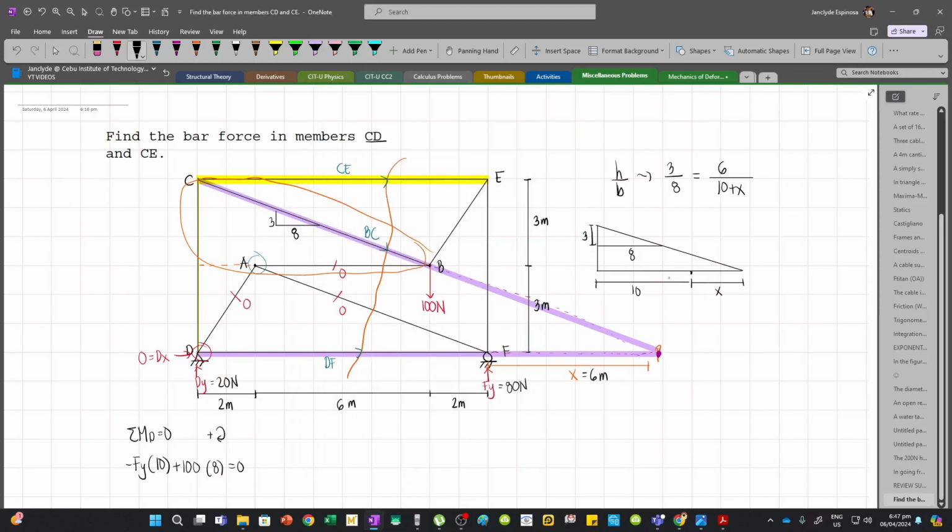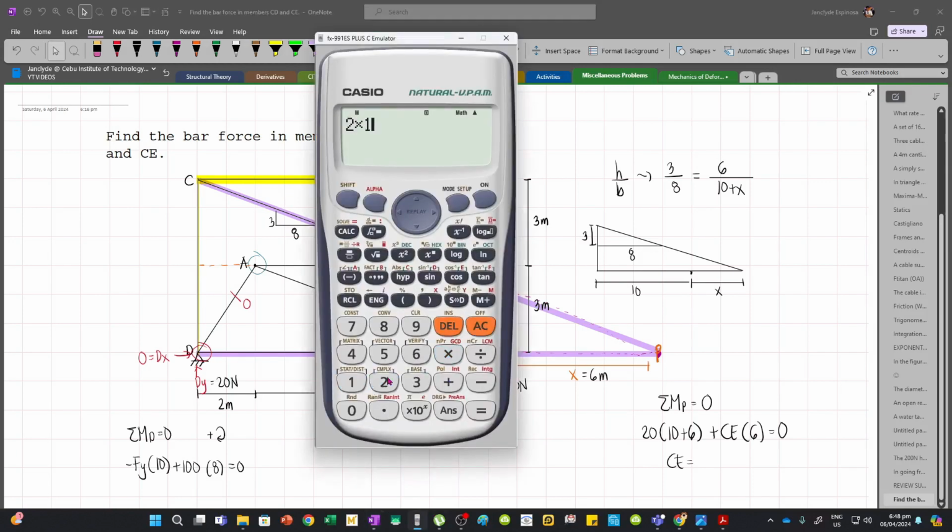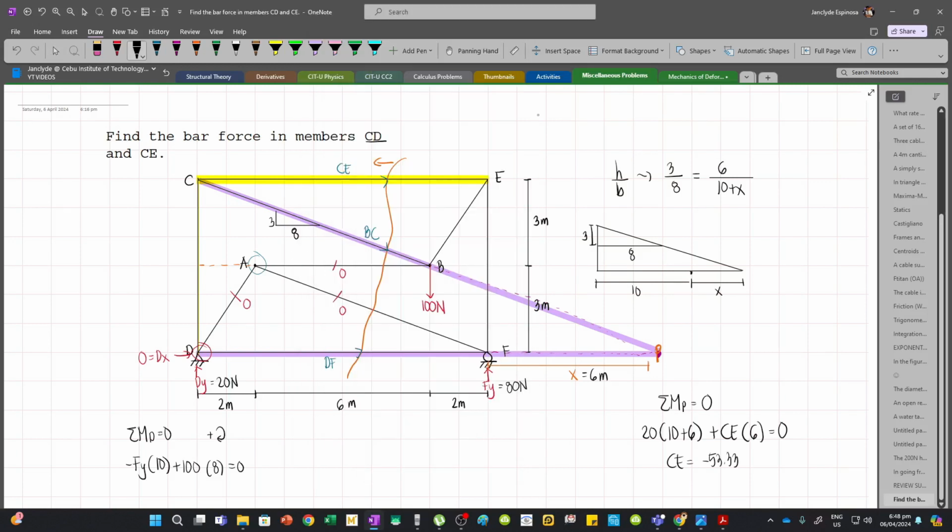And so I can now take moments about P. Let's just consider the left part of the section. Taking moments about point P equal to 0, we have 20 multiplied by 10 meters plus 6 meters, and then we have CE multiplied by the moment arm, which is 6 meters. Let's set this to 0. By the way, the 20 is positive because it will cause a clockwise rotation. So we have 20 times 16 plus CE times 6 equals 0. We have CE equal to minus 53.33 newtons. Since it is negative, this means that our assumption of tension is wrong. So this is now compression.